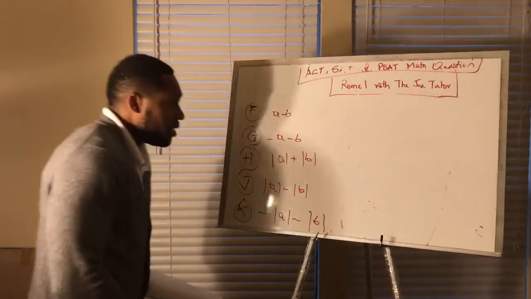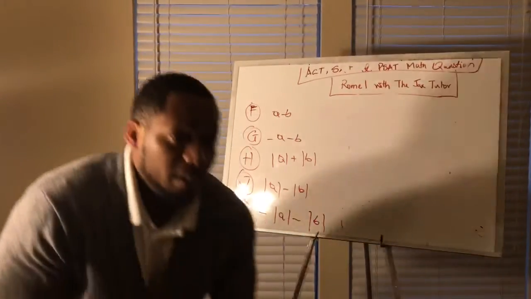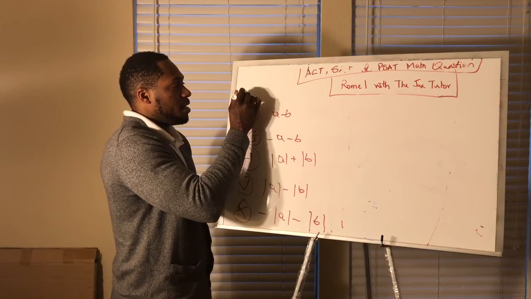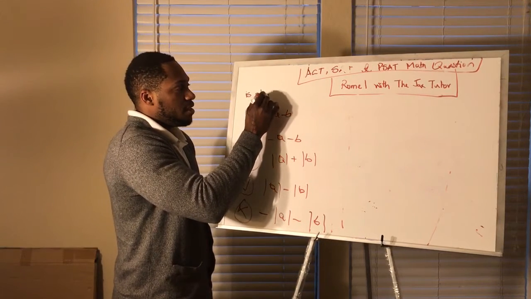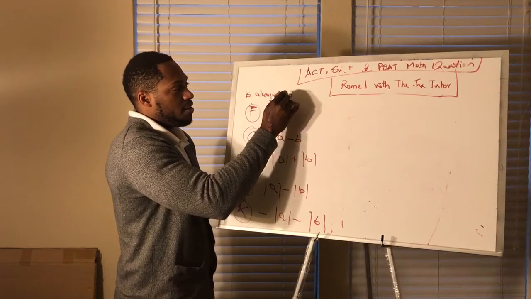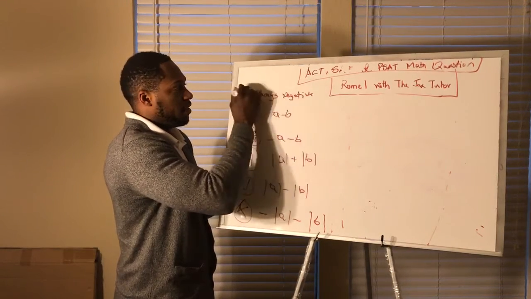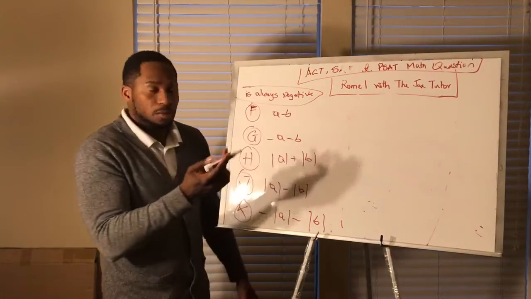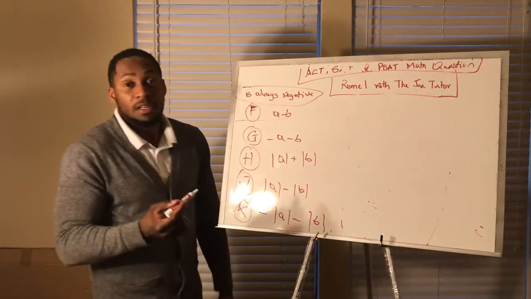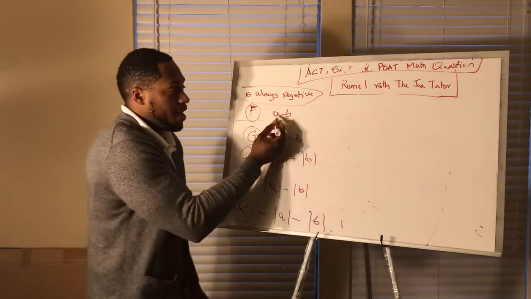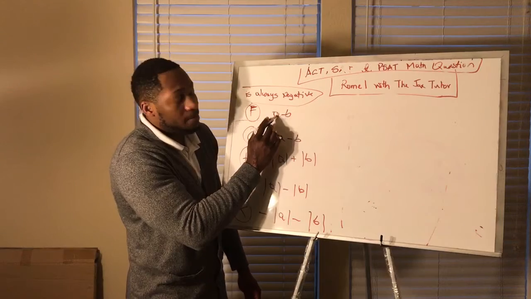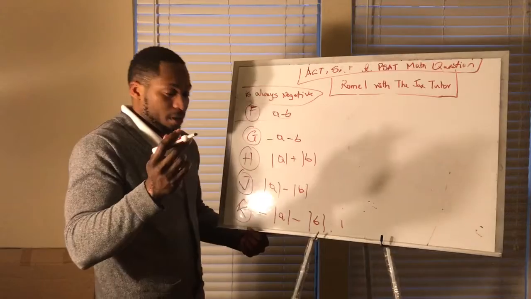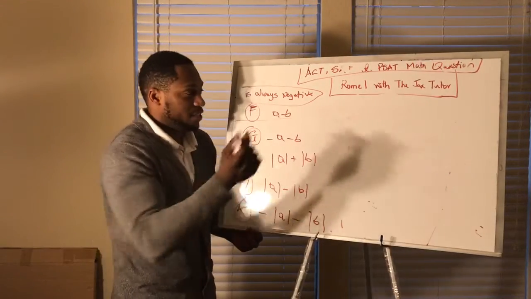So let's solve this. So first of all, we want the expression that is always negative. Not sometimes, but always negative. So first, think about A and B. Let's do process of elimination. Let's think about A and B. If A is bigger than B, this expression cannot be positive. Remember, the numbers are non-zero integers.